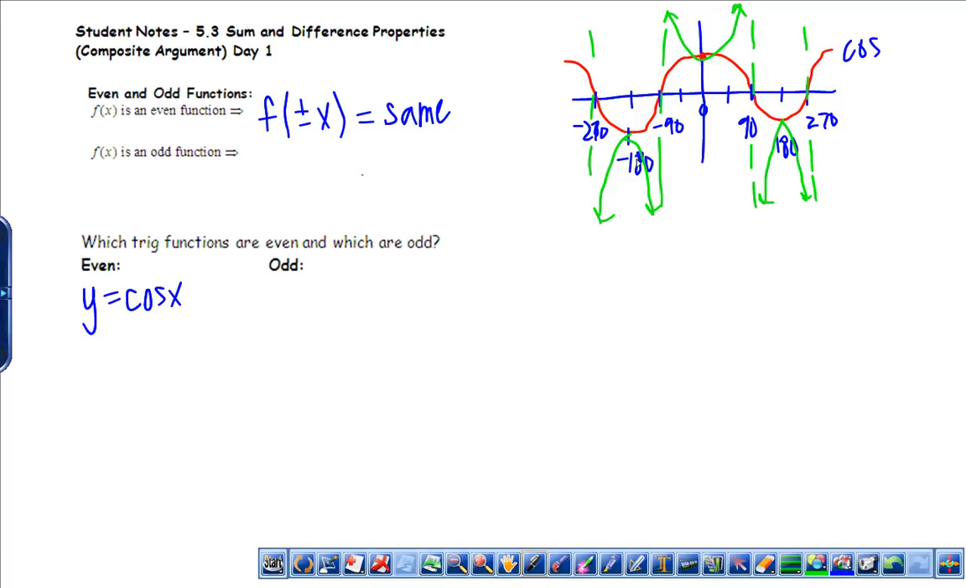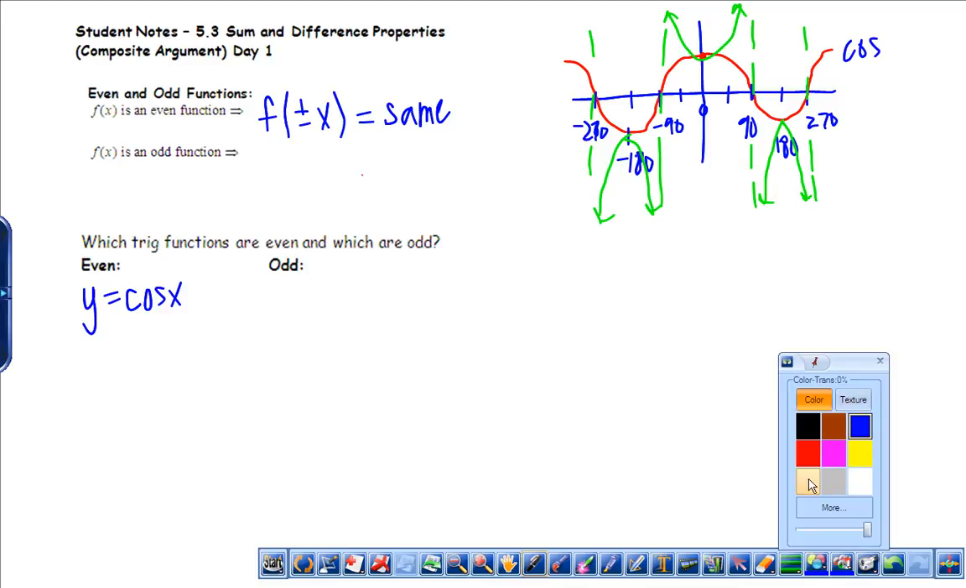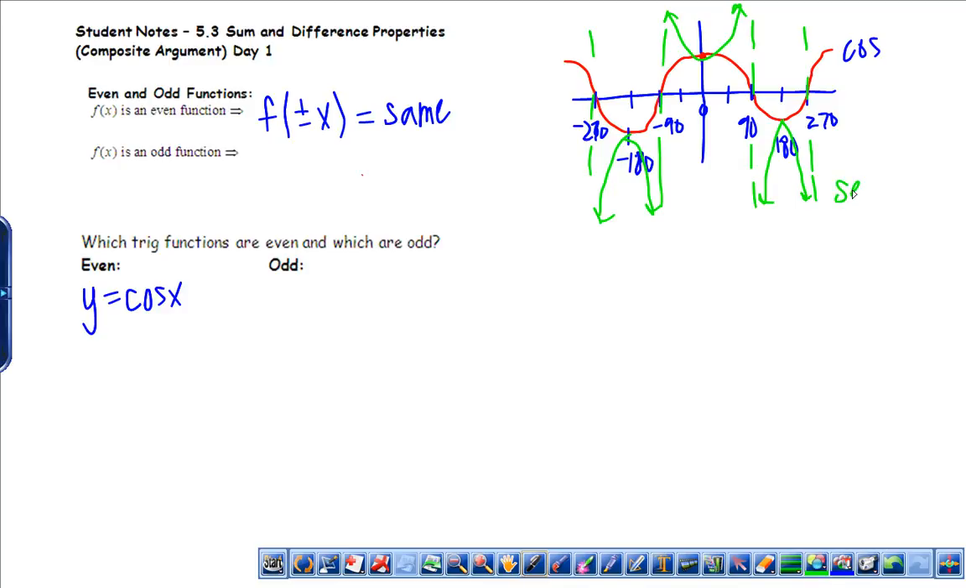Let's go with the same things that I did for cosine. If I plugged in a positive 45, I get a positive answer. If I plug in a negative 45, I get that same positive answer. Let's do 180 again. I plug in a positive 180, I get a negative 1. I plug in a negative 180, I get that negative 1. So let's go back and label that. This was secant. So it looks like another even function is going to be secant.